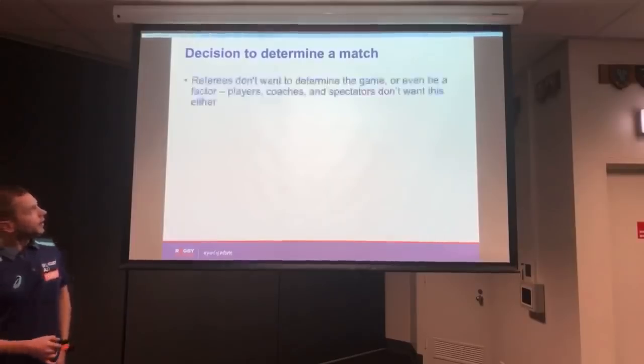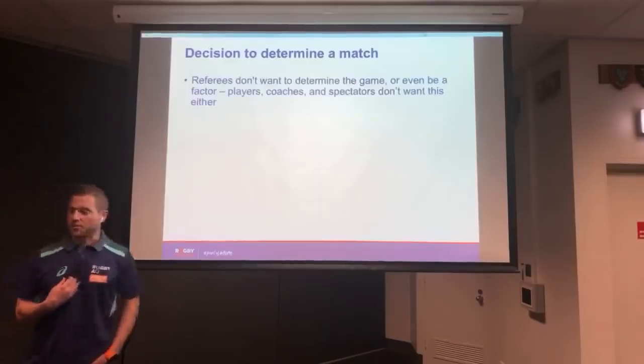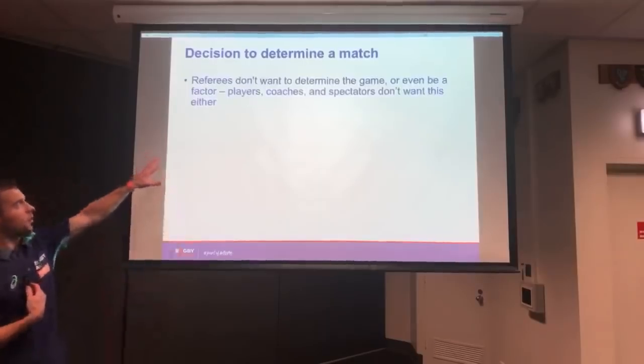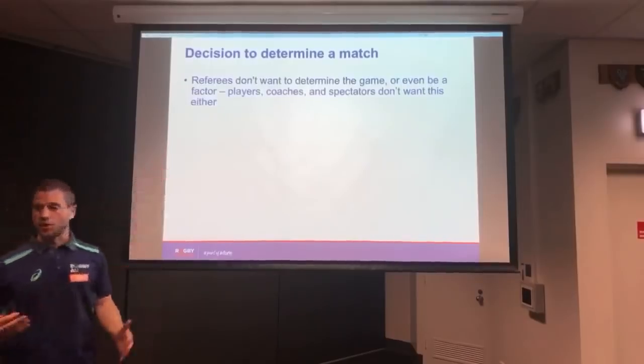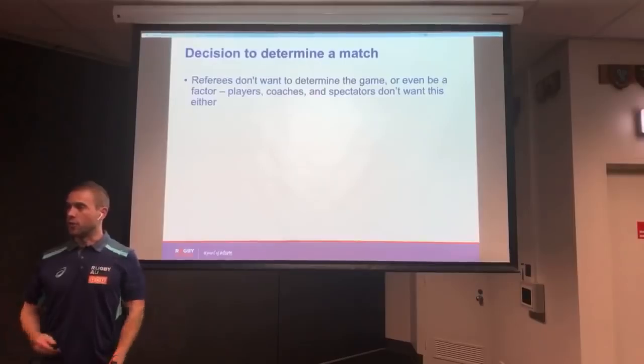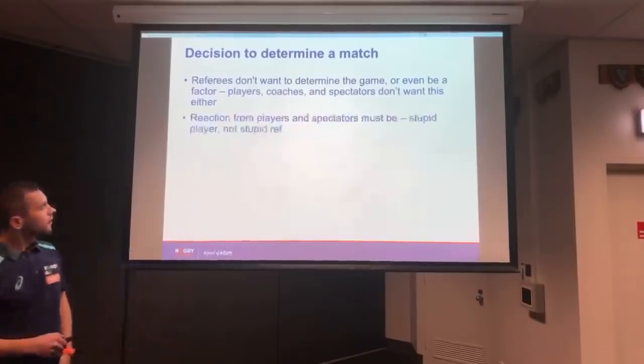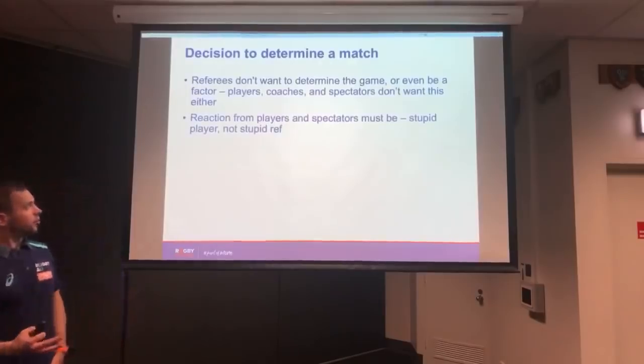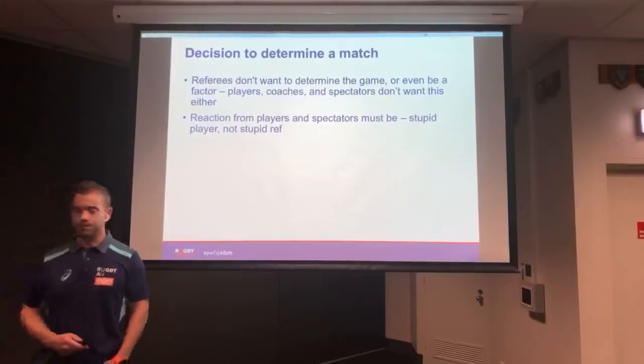So we've talked about, obviously, us as referees not wanting to decide the game. The ideal outcome is that we want the players and the coaches and the spectators to turn around and say, well, the game was decided by the two teams. Hopefully, the reaction from the players and the spectators is stupid player and not stupid referee.